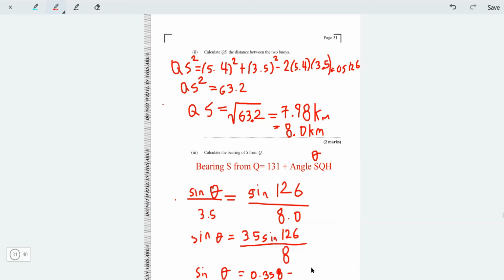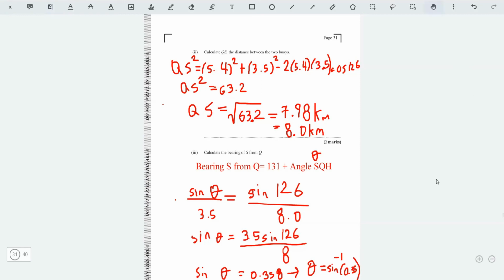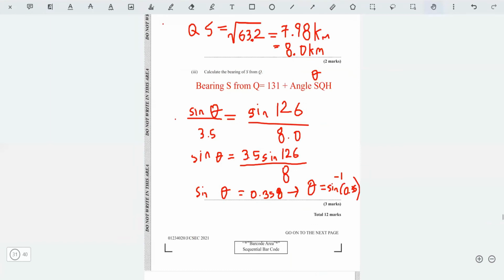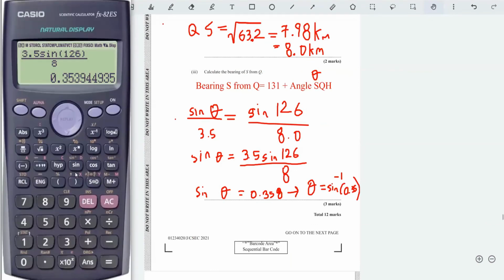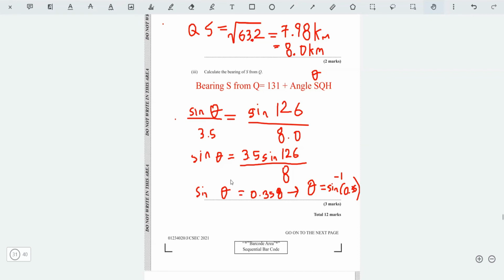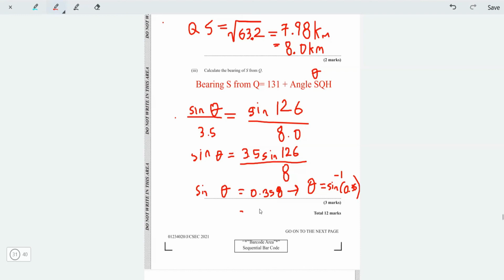So that implies that theta is sine inverse of 0.358. You have to take the sine inverse. I left off the 8 because of space. So I find the inverse of that. I pop out my calculator again. Sine inverse of your answer is 20.7 degrees. So theta equals 20.7 degrees.